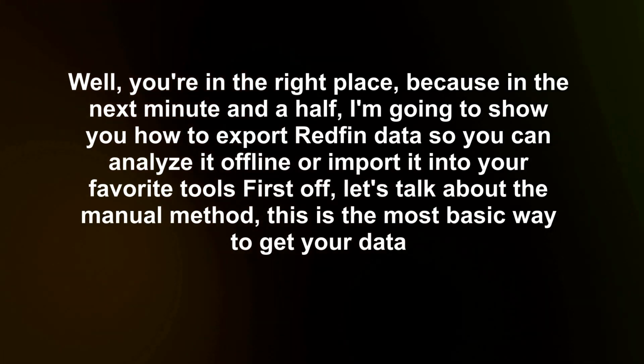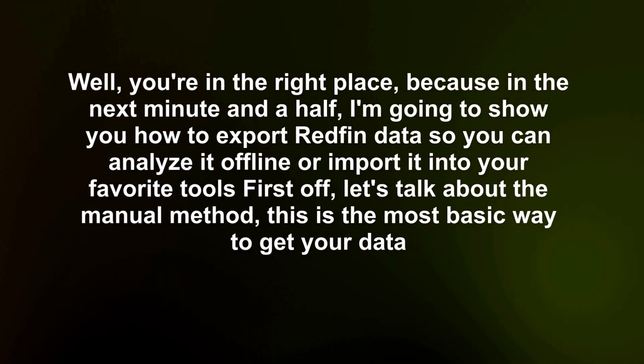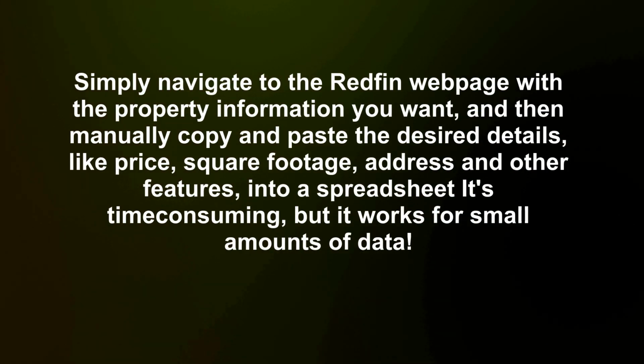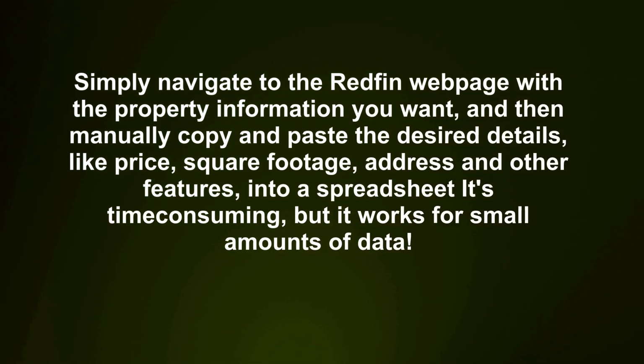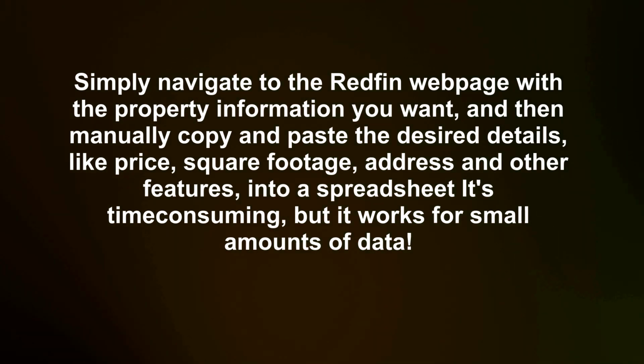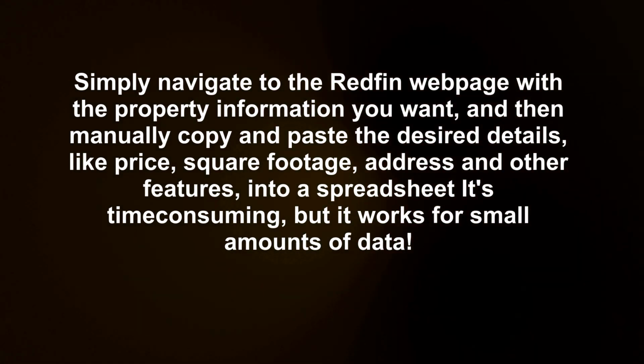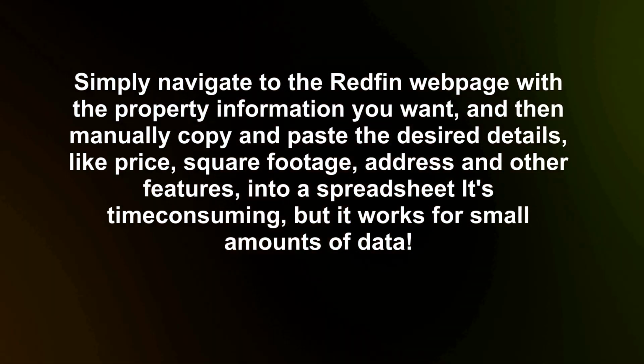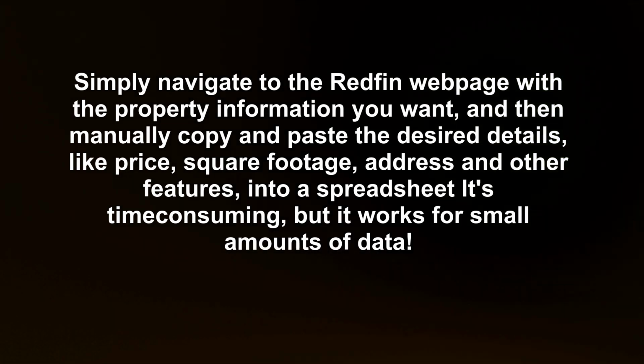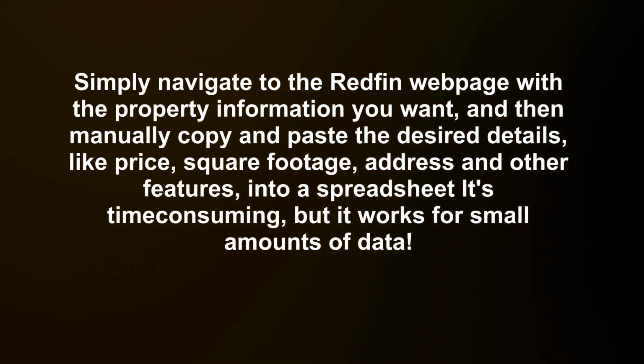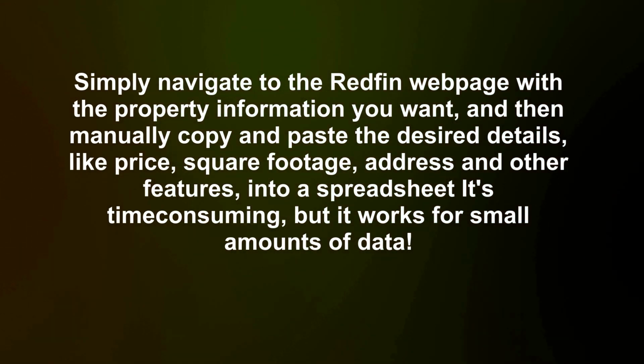First off, let's talk about the manual method. This is the most basic way to get your data. Simply navigate to the Redfin webpage with the property information you want, and then manually copy and paste the desired details, like price, square footage, address and other features, into a spreadsheet. It is time-consuming, but it works for small amounts of data.